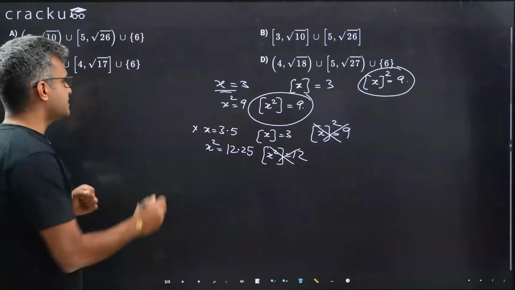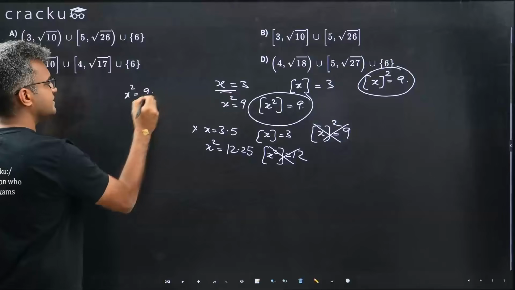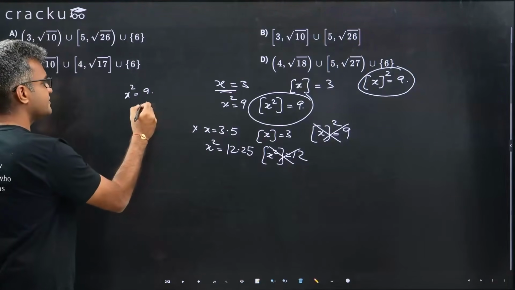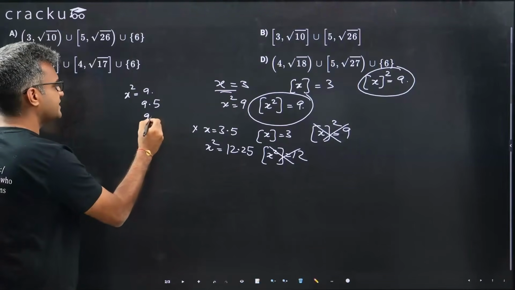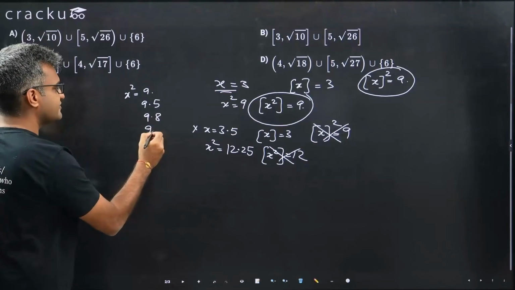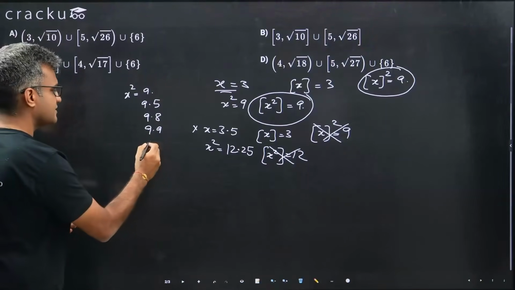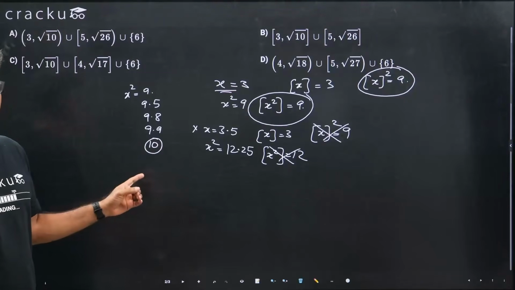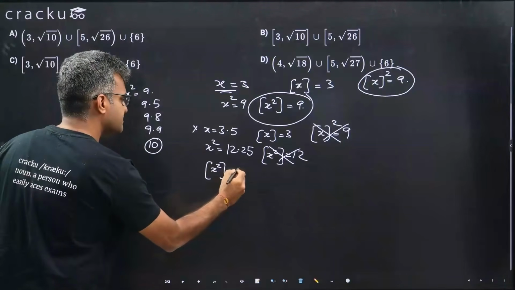If you think about it, when x is equal to 3, x square will be 9. As x continues to increase, at some point x square will be 9.5. At some point x square will be 9.8. At some point x square will be 9.9. And x square will touch 10 at some point. When x square touches 10, the integer part of x square becomes 10.